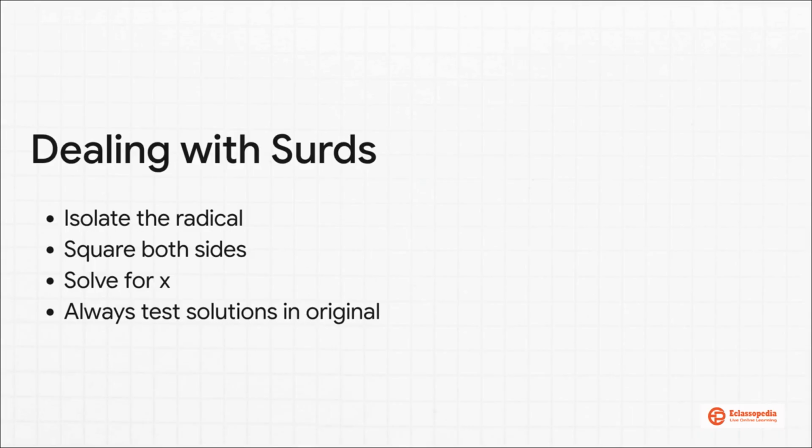Now, when we're handling surds or radicals, the logic is actually pretty simple. You isolate the radical, and then you square both sides to shatter the root. But listen, the absolutely crucial point is this final step. You must test your final answers back in the original equation. Squaring both sides of an equation can actually create invalid, kind of like phantom solutions that simply don't hold true when you plug them back into the original setup.